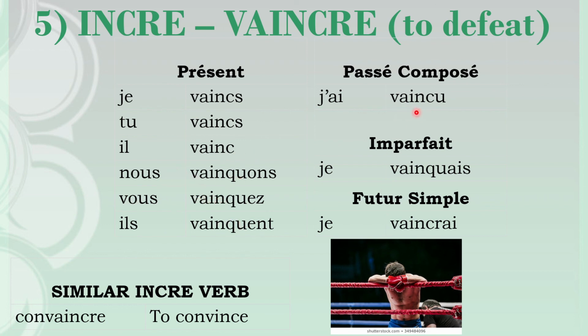Now the participle follows the normal rule. For RE verbs, you have to cancel the RE and put U. So j'ai vaincu, and for convaincre, it will become j'ai convaincu. Imparfait, same rule, cancel ONS from the nous form and add the endings: je vainquais, tu vainquais, and so on. Future simple, again same rule, cancel the E and you'll get the root. Je vaincrai, tu vaincras, il vaincra, nous vaincrons, vous vaincrez, ils vaincront. That is the way you have to deal with these INCRE verbs.